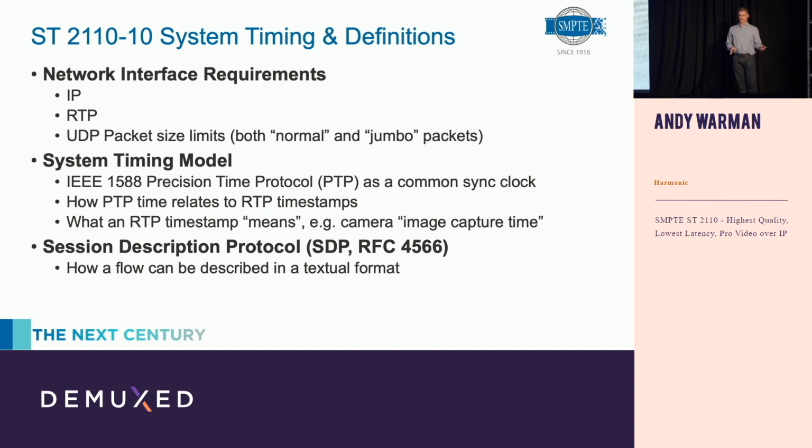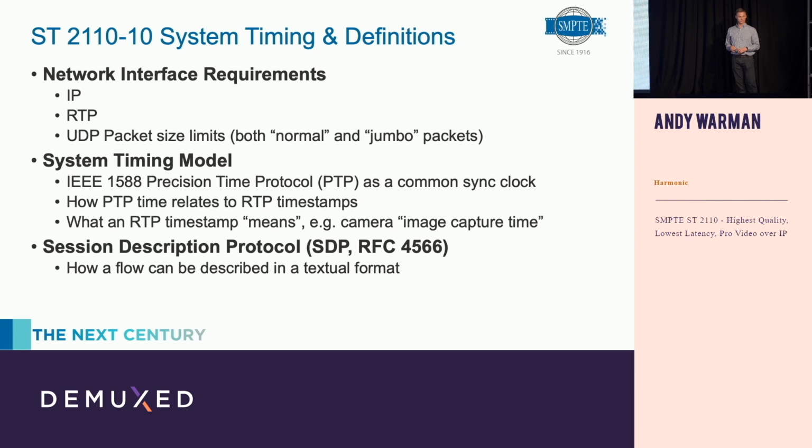And then the standard also defines the relationship between the PTP time and the RTP timestamps. Okay, so as signals progress through the network, we're actually carrying two timestamps, the origin and also the timestamp for the device you're on currently. And we also define what the meaning of the timestamp is. So the easy example here is a camera. It's going to define its time as when the image time or time of capture was, right? So what the exact time code was when we captured that particular image.